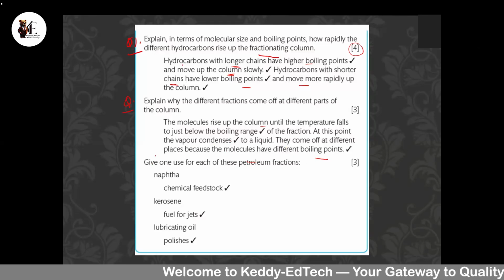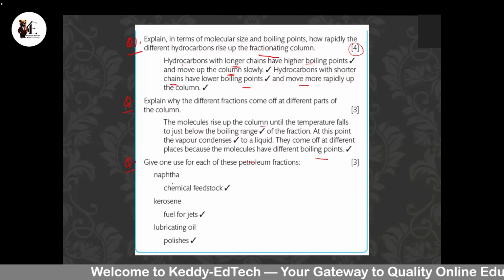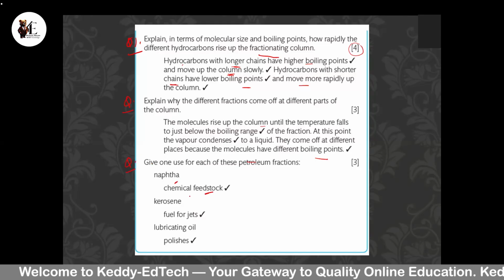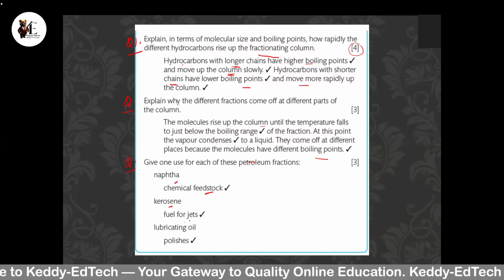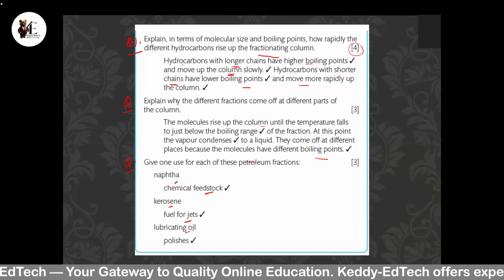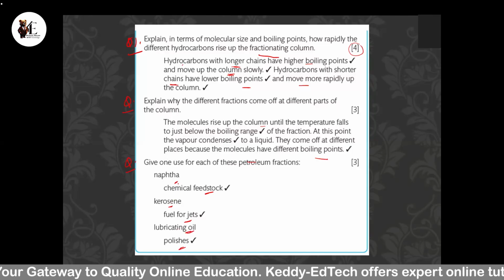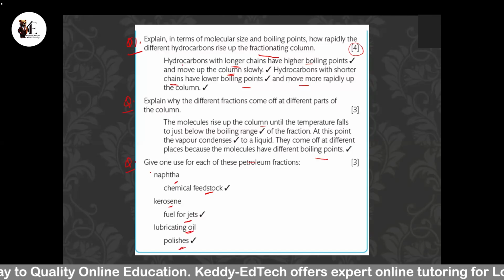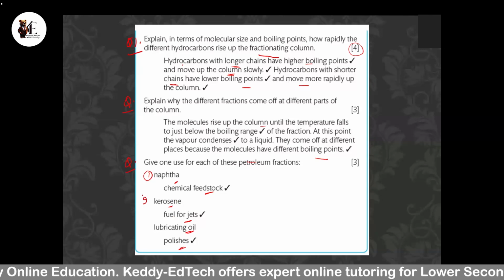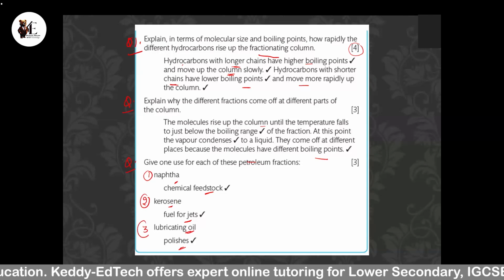Now give one use for each of these petroleum fractions. Naphtha, it is used for chemical feedstock. Kerosene, it is used for fuel, for jets. Lubricating oil, it is used for polishes. So these are some uses of these petroleum fractions. First is for naphtha, second is for kerosene, and third is for lubricating oil.